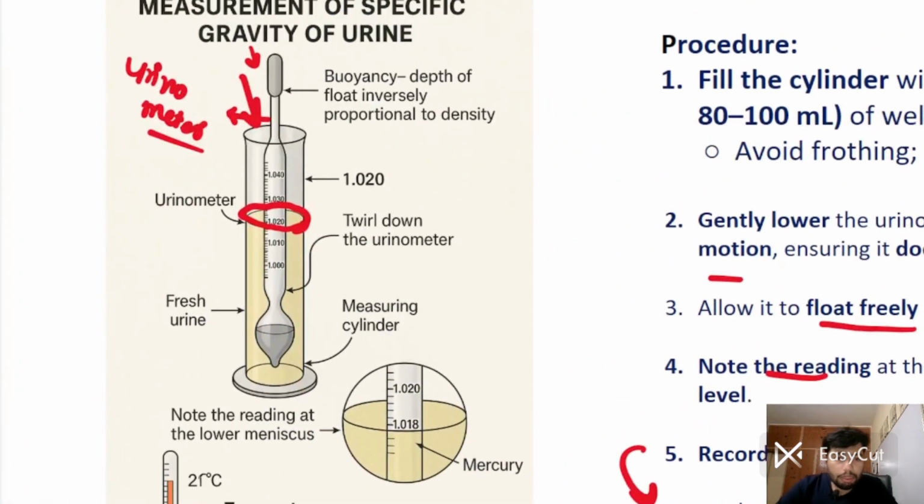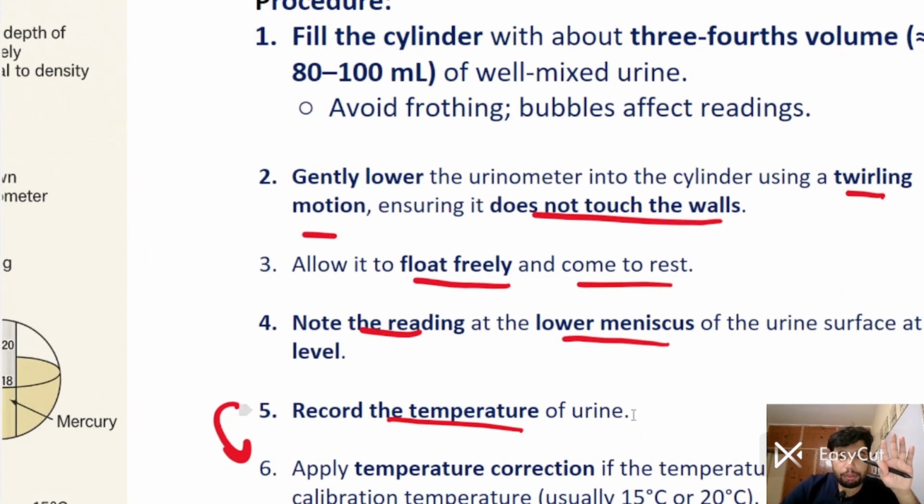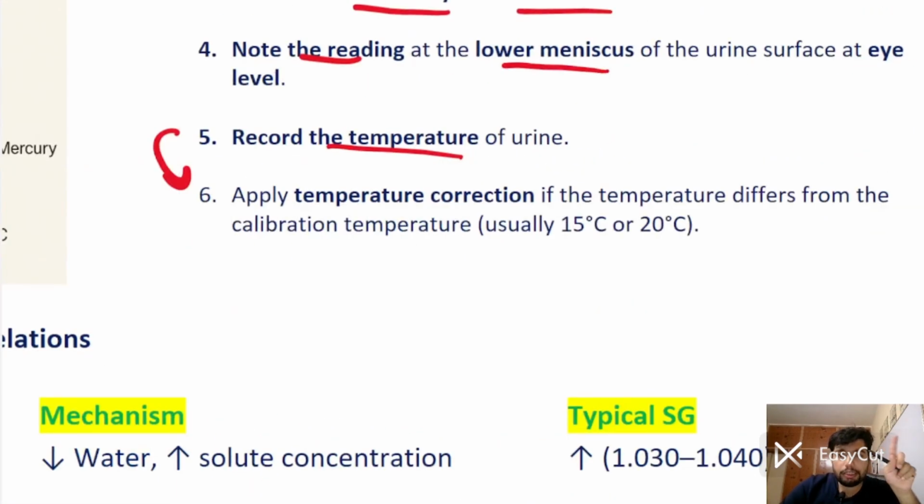So you can see, for every 3 degrees Celsius above 15 degrees, you have to correct it by plus 0.001. Okay, this is clear. An important point you should note is that the correction we are applying is based on the calibration at 15 or 20 degrees. If the temperature differs from the calibration temperature, usually 15 to 20 degrees, right?